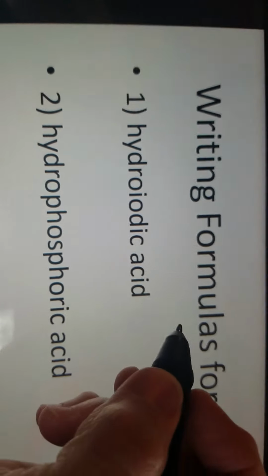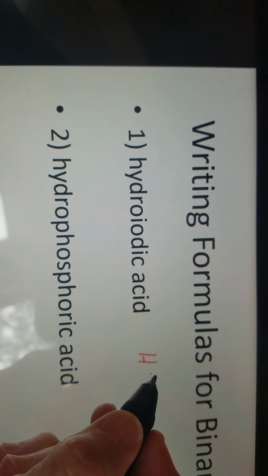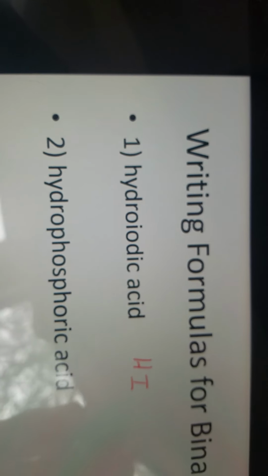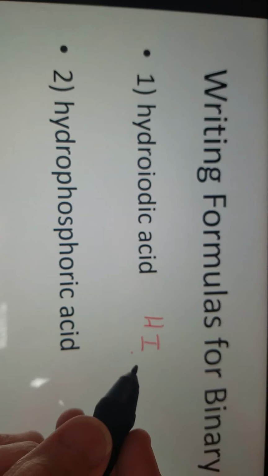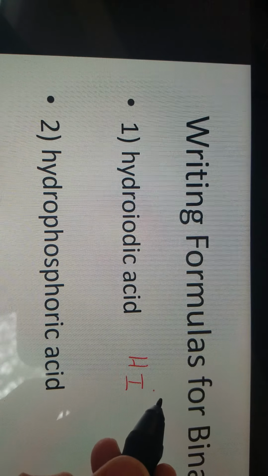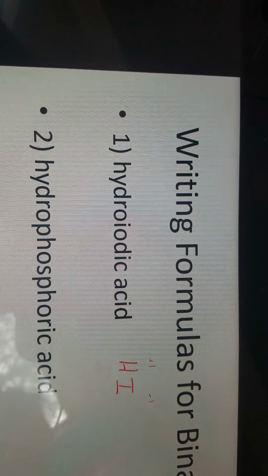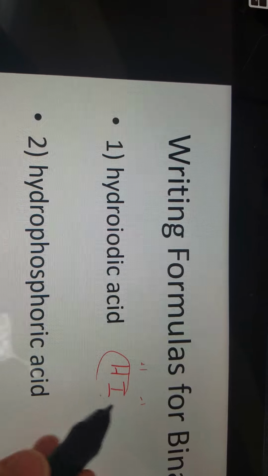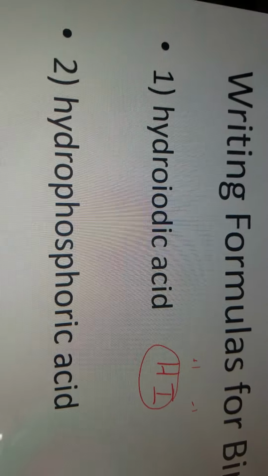So for this first one, we have hydrogen. Iodic means it's going to have iodine. Once you write the symbols down, then you want to see if you need subscripts. So iodine is in group 7A, which has a -1 charge. Hydrogen is always going to have a +1 charge. So in this particular case, for hydroiodic acid, you do not need additional subscripts.